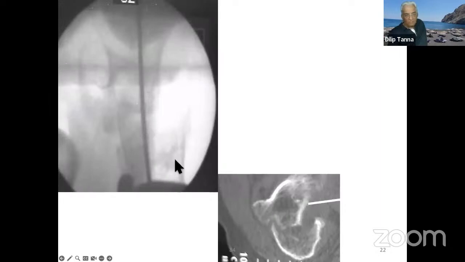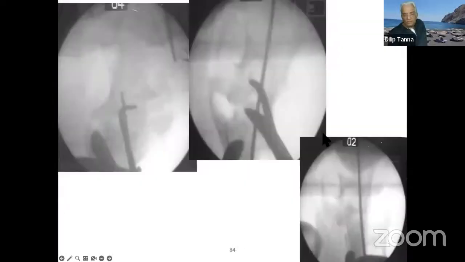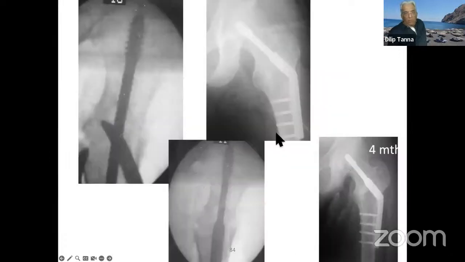So ultimately, I went down and I put a Schanz pin. I put a Schanz pin and I turned the fracture. And now the fracture is very well reduced. So it was moved like this. Very well reduced. Now it was this. This was turned, the Schanz pin was turned. You can see the good reduction in the lateral view, the guide wire. And ultimately, it has been picked up with the DHS.